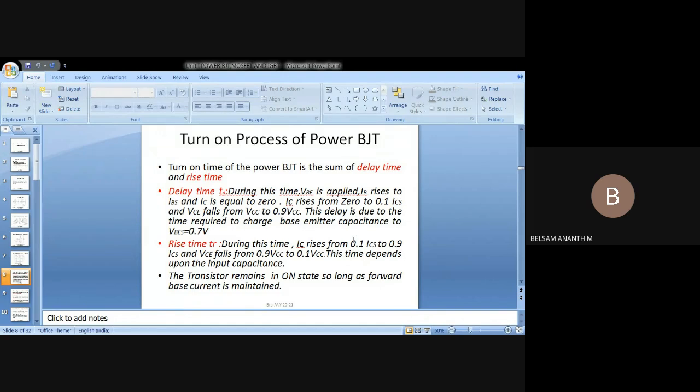So here, delay time, or TD, is the first one. During this time, the base emitter voltage is applied, and automatically your base current rises. Therefore the collector current, which is equal to 0, rises from 0 to 0.1, or the collector emitter voltage falls from 1 to 0.9 VCC. That means the maximum we consider is 1, and the reduction is just 0.1, that is 0.9 VCC. That delay is considered the delay time.